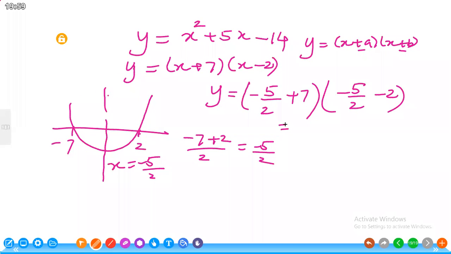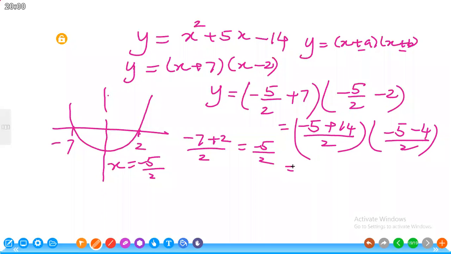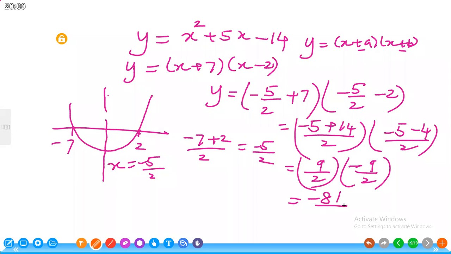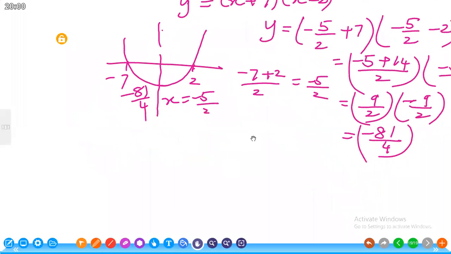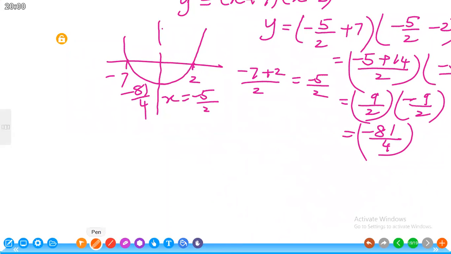Okay, now substitute here: 5 by 2 cross multiplying gives 17 by 2, here -5 minus 4 by 2, okay, 14 plus negative 5, 9 by 2. Here -9 by 2, so multiply numerator and denominator, 81 by 4. This is the minimum value of this function, right? Minus 81 by 4. Now we will draw the rough sketch according to these values, right?